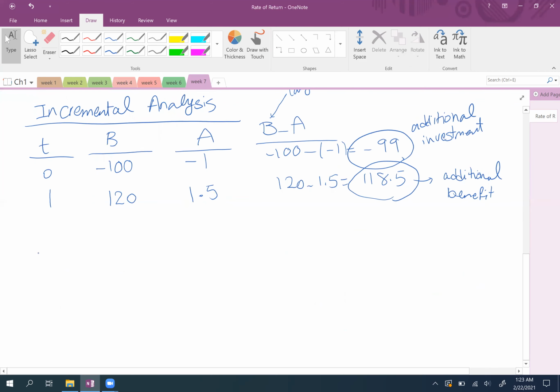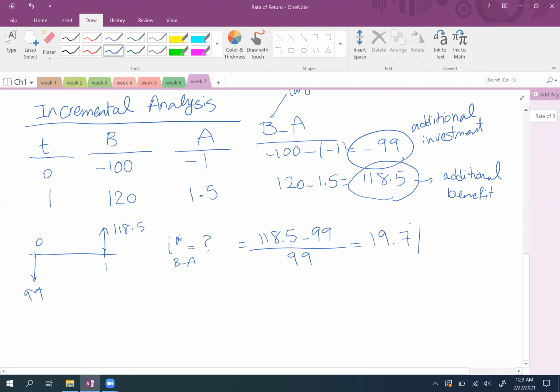Okay. So if I want to draw the cash flow diagram, it means with this $99 extra at time 0, I'll be able to make 118.5. So if I want to determine the interest rate for this cash flow, which is the cash flow for B minus A, obviously what I need to do is 118.5 minus 99, divided by 99. And if you do the math, it will be 19.7%.